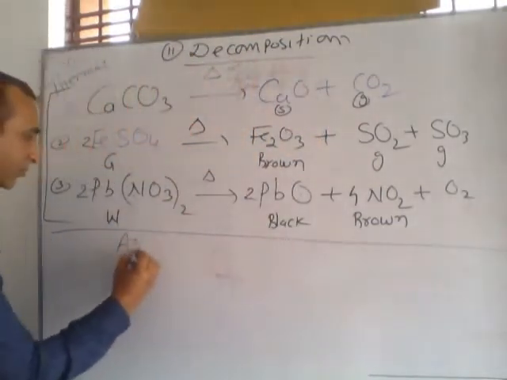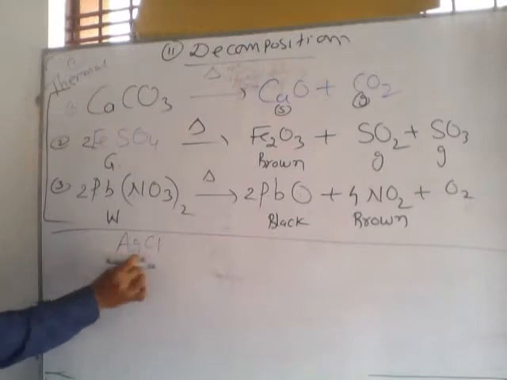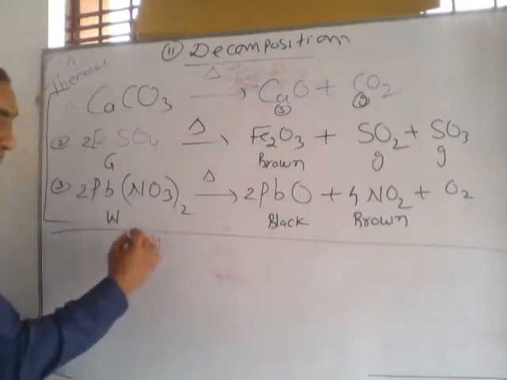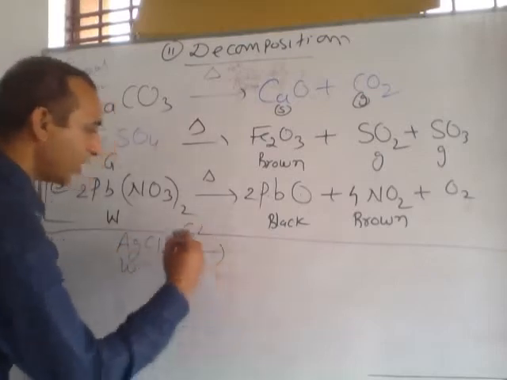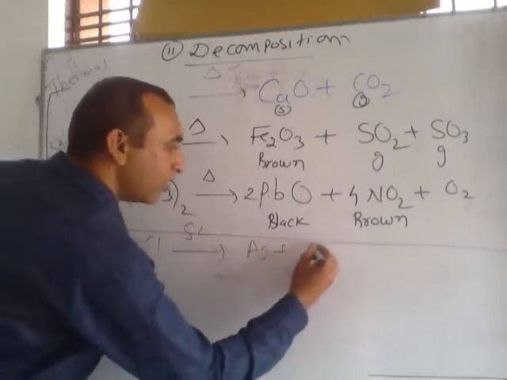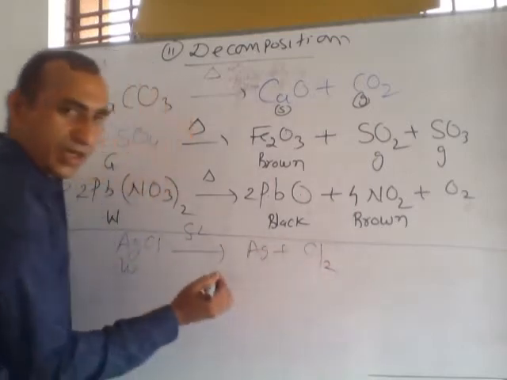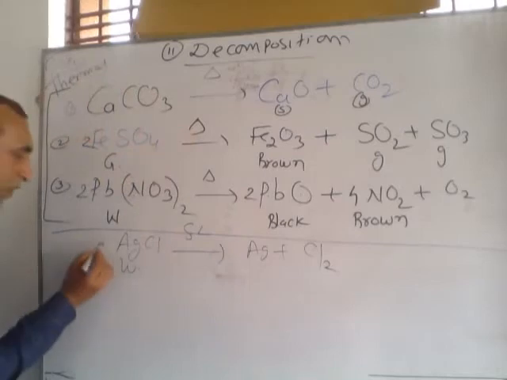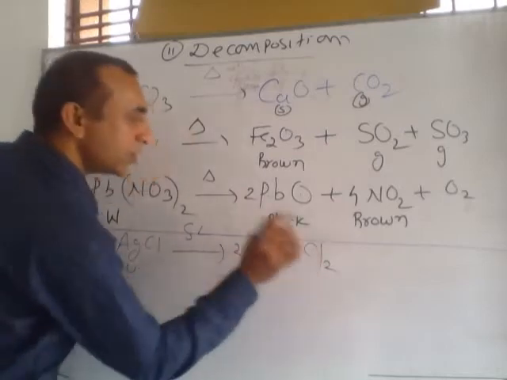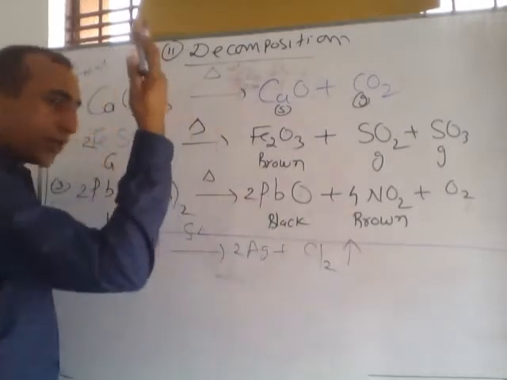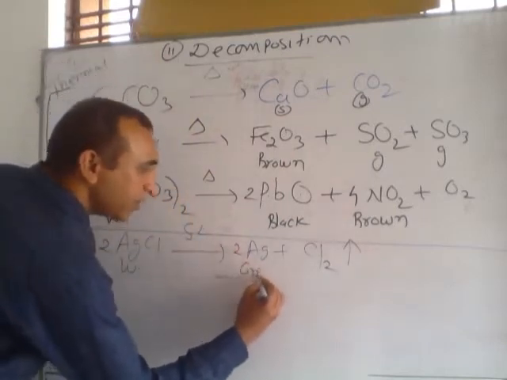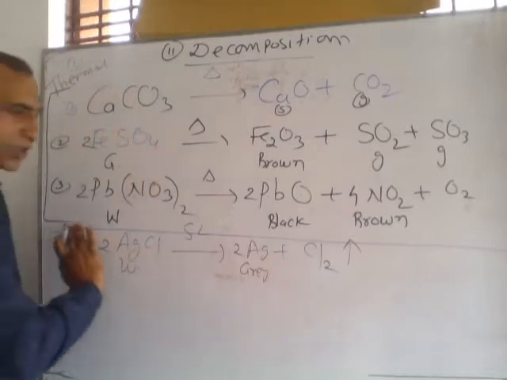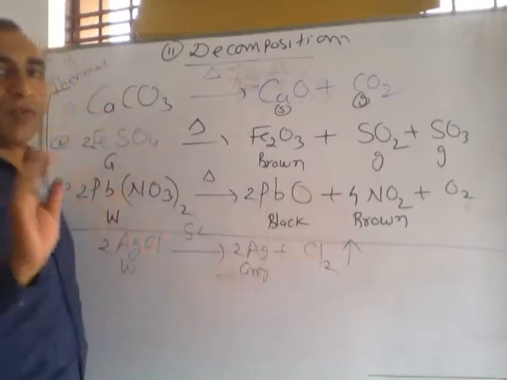Suppose this is AgCl. AgCl is silver chloride, a white color compound. If we put silver chloride in sunlight, it decomposes into 2 parts, Ag along with Cl. Cl is a gas, we write here 2. So for balancing the reaction, I am writing here 2, this is 2. This gas is released and silver remains, the color of silver is grey. So this reaction is used for black and white photography.